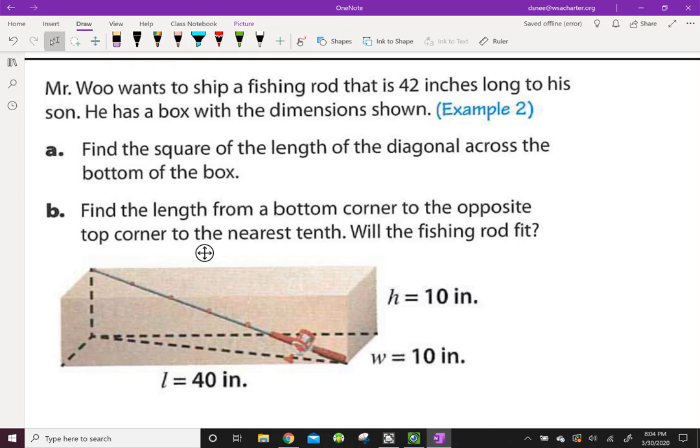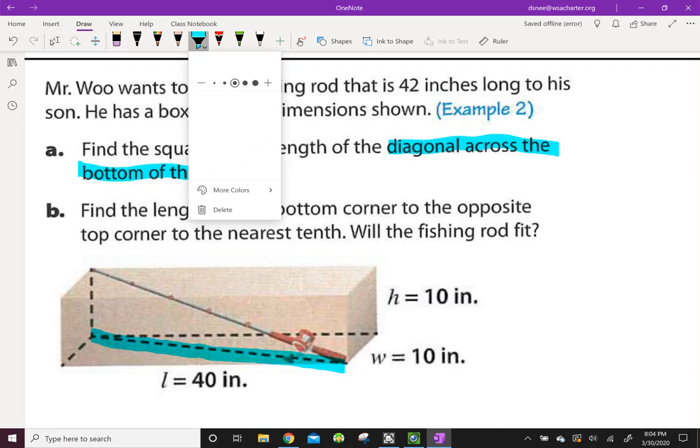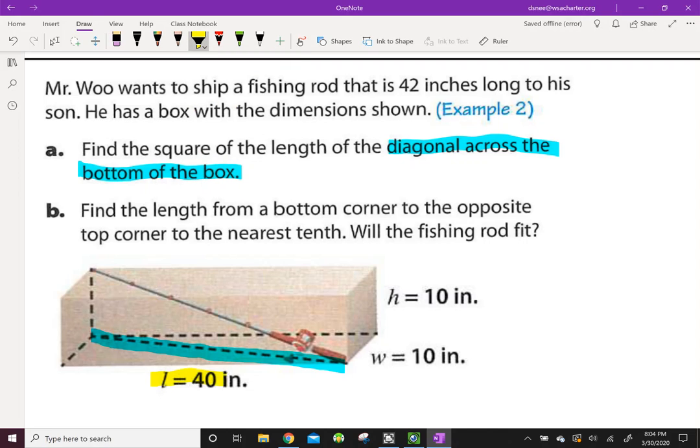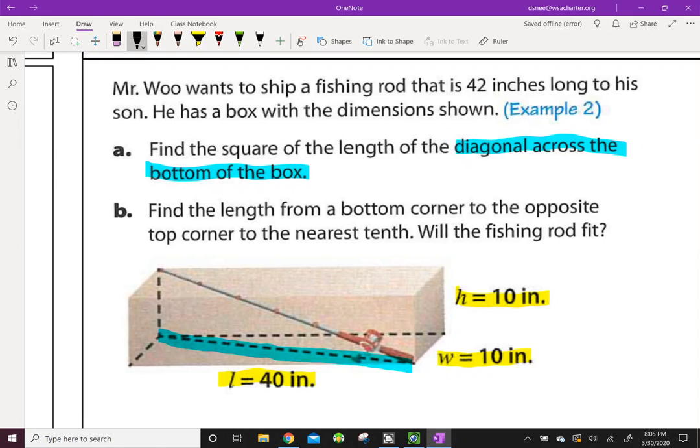So it's telling me first to find this right here, this blue line. Find the square of the diagonal across the bottom of the box. So I need to find the length of the diagonal across the bottom of the box. And I know that the outside dimensions of that box are 40 inches by 10 inches by 10 inches. Okay, so this rectangle here, well, this side is 10 inches. So this side is also 10 inches.